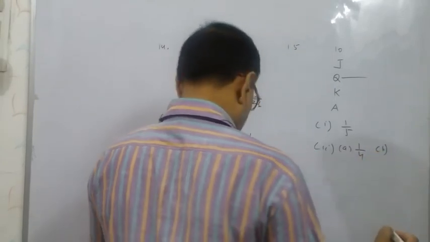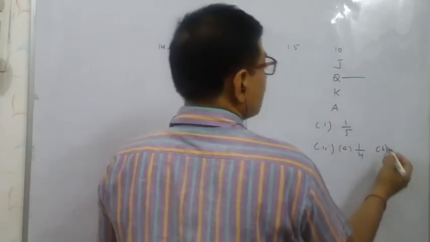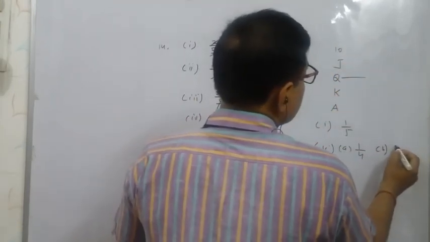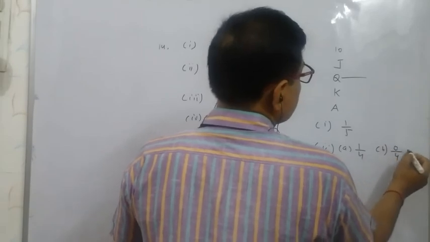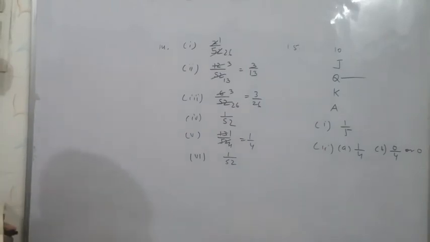B part, a queen. So now in the 4 cards, 10, J, K, A, queen is not there, queen is removed already. So that will be 0 by 4, or 0. That probability will be 0. In this way we have to give the answer.